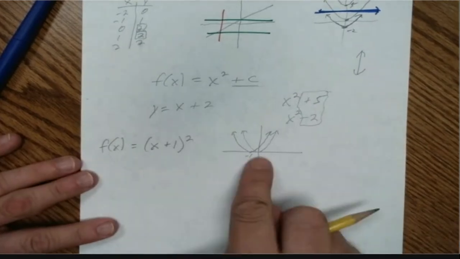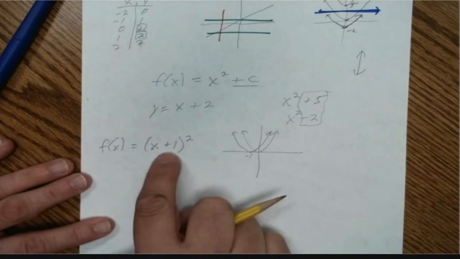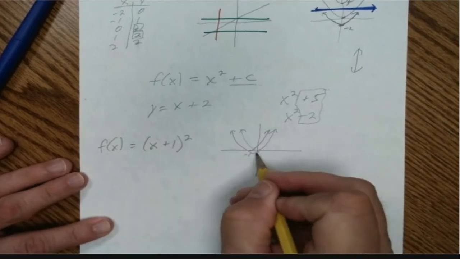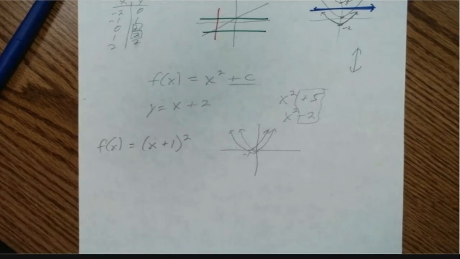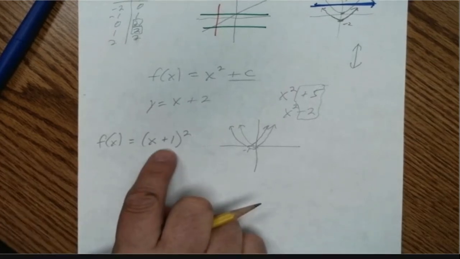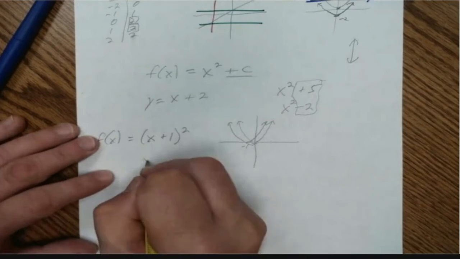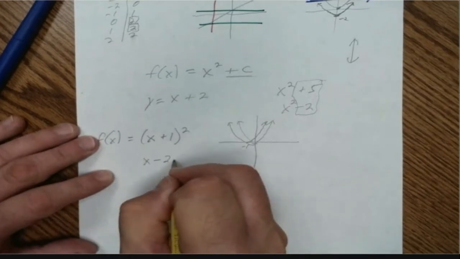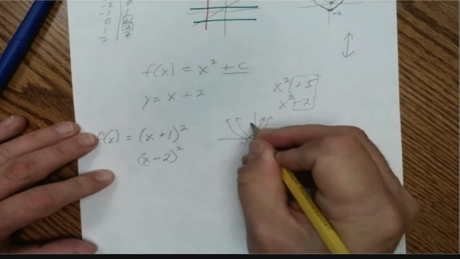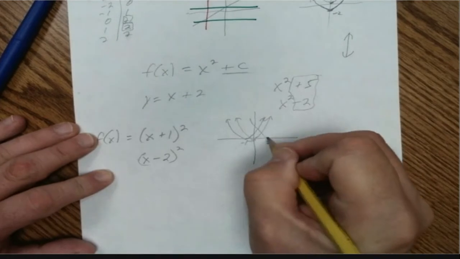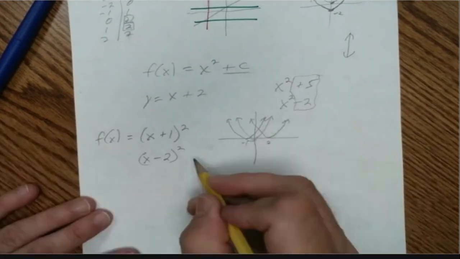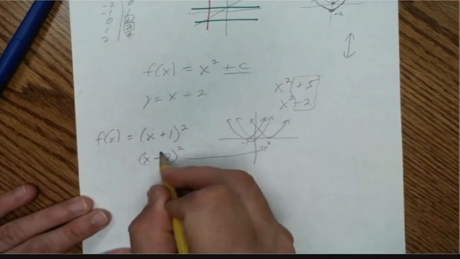That's because if we want to go back where we started, we've got to add 1. So if we take this and we add 1, that takes us back to where we started. We're back to the usual x squared function. So this tells us what we have to do to get back to where we started from. So this moves left. This moves right. If we do x minus 2 squared, then it's going to be over here at 2, and we'll have the same function over here at 2.